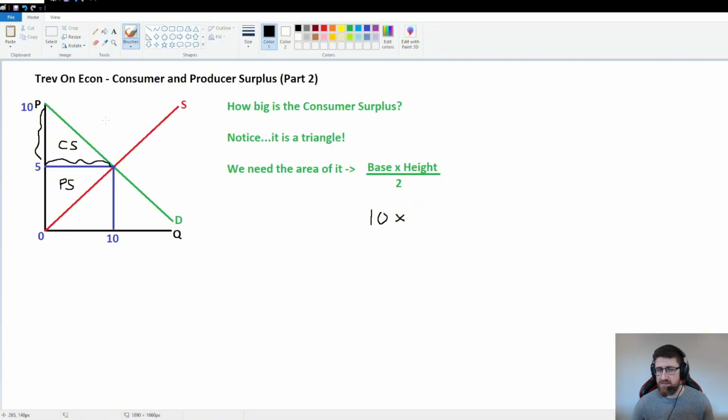Now be careful, some people react quickly. They basically look at this and say, oh, well, it must be a height of 10. But just be careful, obviously it's starting at 5 and going to 10. So it's not a height of 10, it's only a height of 5. So we do 10 times 5, and then divide by 2 because it's a triangle, and this would give me 50 over 2, which is $25.